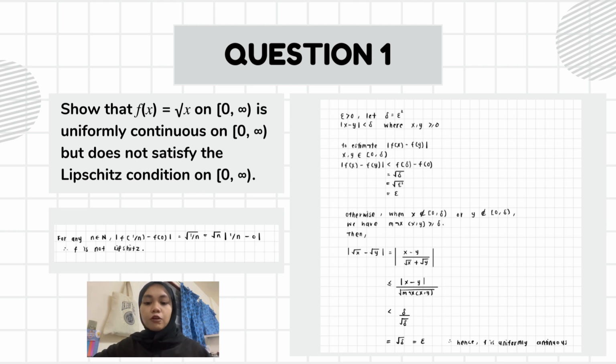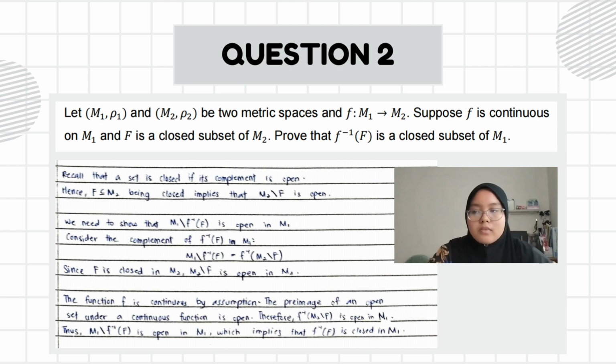And then for any n an element of the natural numbers, we have the modulus of f(1/n) minus f(0), which is equal to square root of 1 over n, which is equal to square root of n times the modulus of 1 over n minus 0. So f is not Lipschitz. So it already shows that the function square root x is uniformly continuous on 0 to positive infinity, but does not satisfy the Lipschitz condition on 0 to positive infinity.